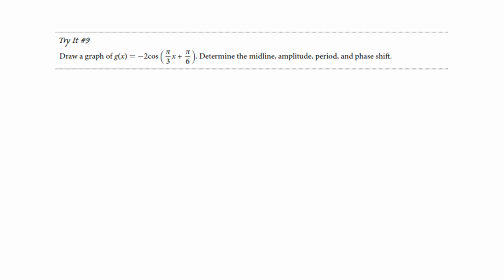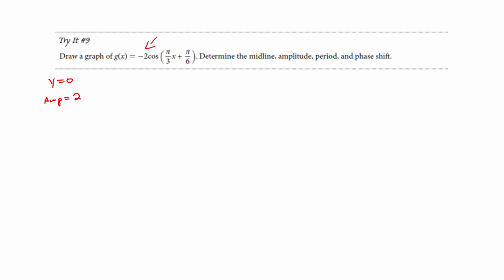Okay, a couple more of these. I forgot that I could get these nice pretty graphs out of the back of the book, but okay, so let's do our midline here. Midline is going to stay at y is 0. There's no vertical shift. Our amplitude is going to be 2.